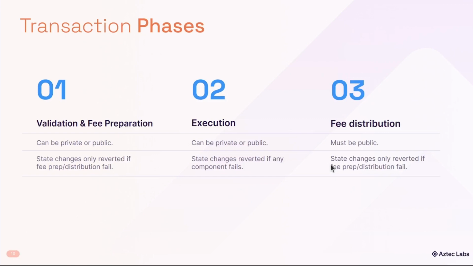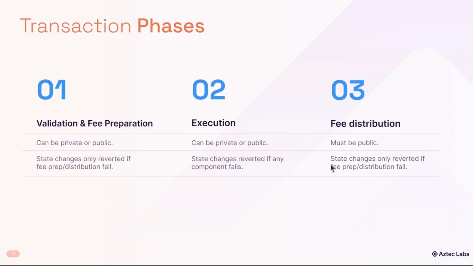Because we have application logic that may be executed as part of this, as well as transaction fees that need to be paid, that's why there are 2 sets of public inputs: one set for the actual application logic, called the app payload, and then another for the fees that get paid to the sequencer. In the first phase, validation and fee preparation, and in the execution phase, these can be private or public, but the fee distribution must be public. So transaction fee distribution is public to sequencers.